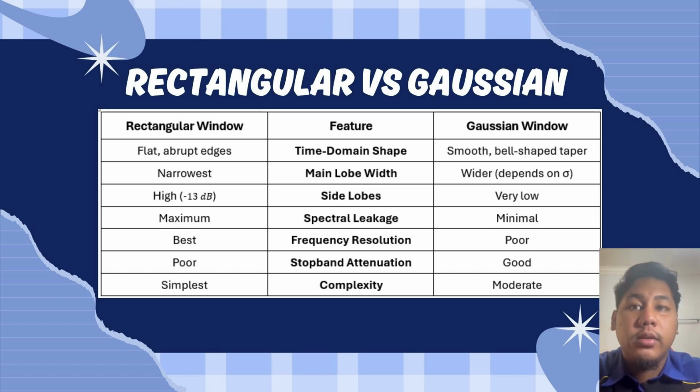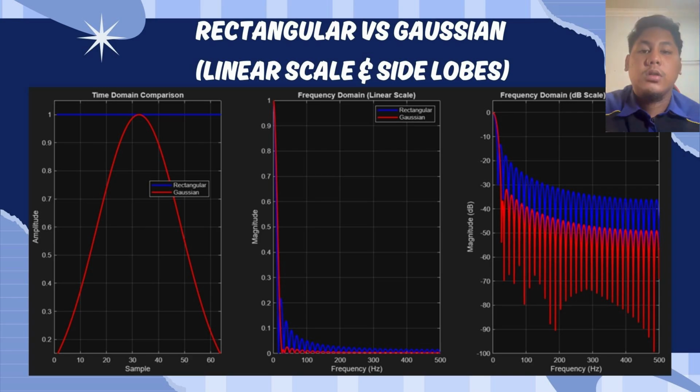But look at side lobes. Rectangular has high side lobes, about minus 13 decibels. Gaussian has very low side lobes. This means rectangular causes lots of leakage. Gaussian causes very little leakage. So the trade-off is rectangular gives the best resolution but worse leakage. Gaussian gives the best leakage control but poorer resolution. These visual plots make the trade-off immediately clear.